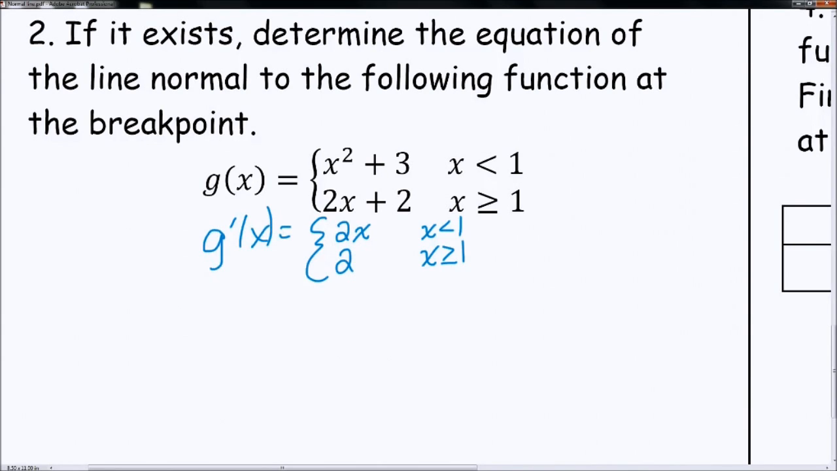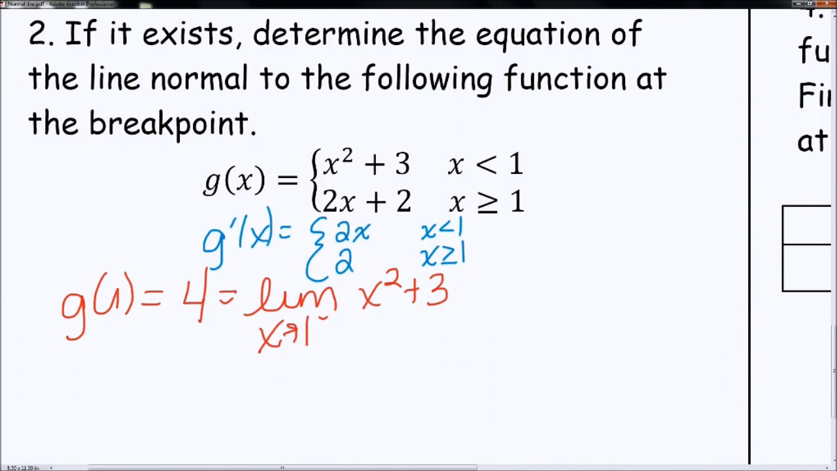And so first I need to make sure my function is continuous. So I just want to double check. Let's do g of 1 just so I can see my point. My point's going to be equal to 4. And if I plug in my limit as x approaches 1 from the left, x squared plus 3, if I plug in 1 here, I'm still going to get 4. And I just want to double check, does that equal the limit as x approaches 1 from the right of 2x plus 2? Again, if I plug in 1, I'm still going to get 4. So at least it's continuous.